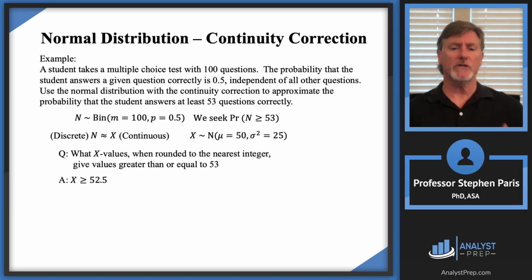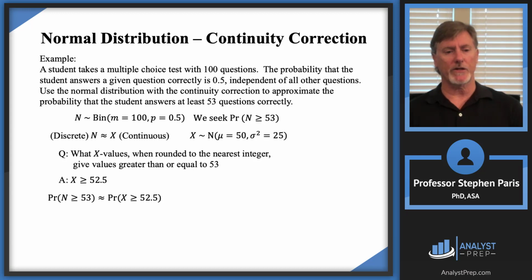So the continuity correction says when you're approximating the probability that capital N is greater than or equal to 53, take into account that capital X is a continuous distribution that you're approximating this discrete distribution by, and take that into consideration by again asking that question and using the results from that question. So the probability that capital N is greater than or equal to 53 would be the probability capital X is greater than or equal to 52.5.